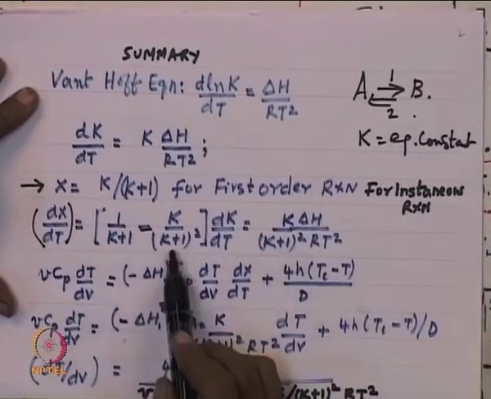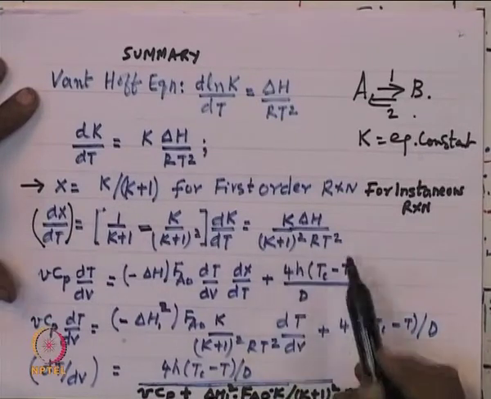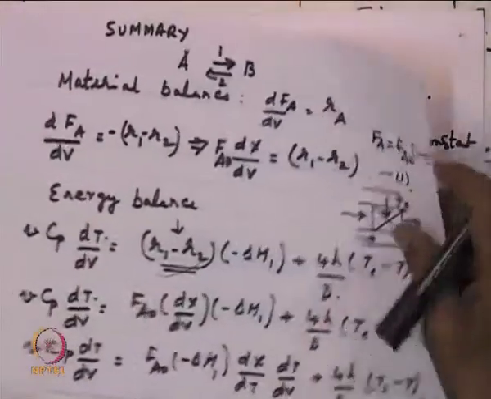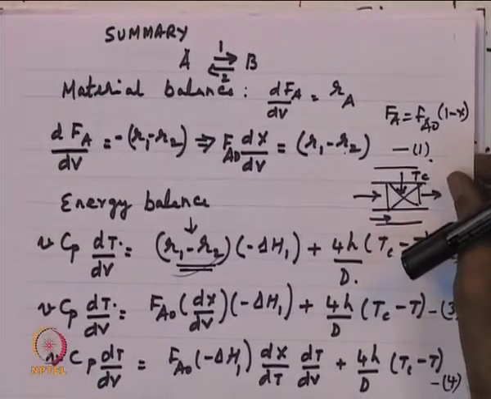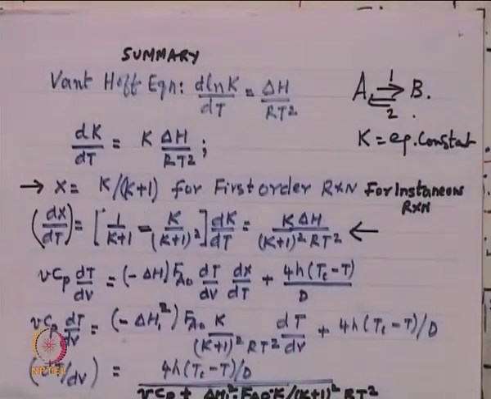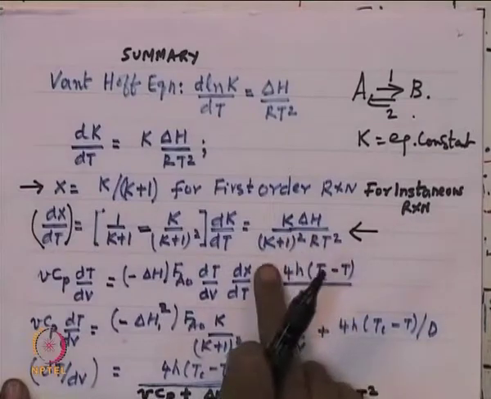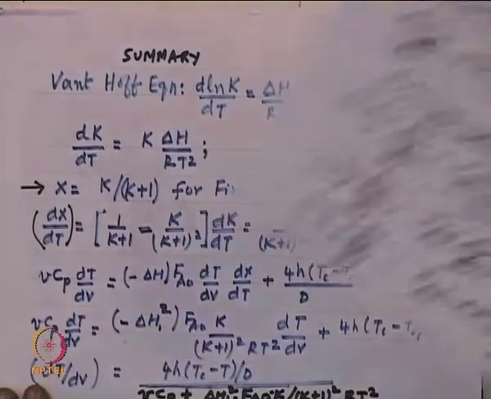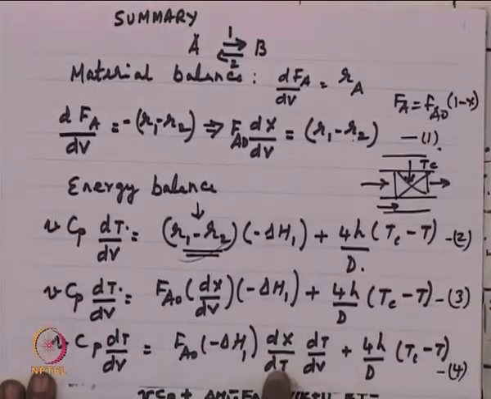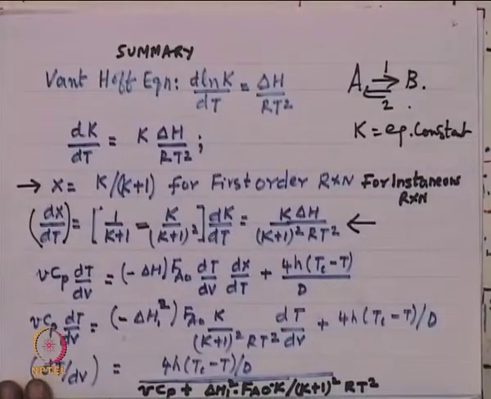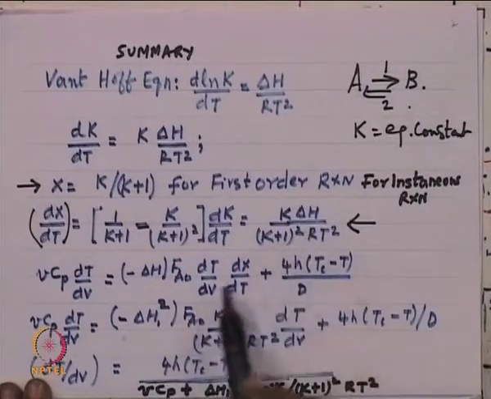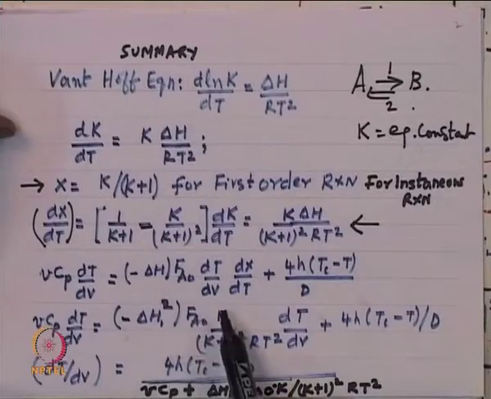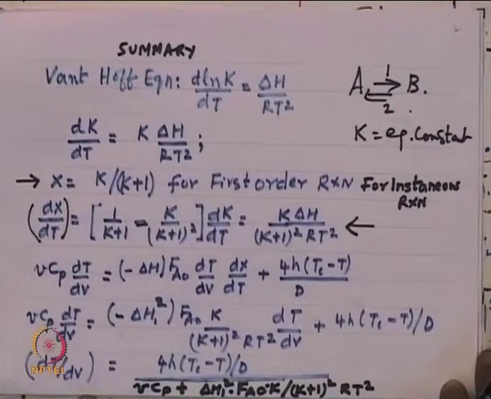You can simplify this, the common denominator is (K+1), therefore, you get K delta H by (K+1) whole squared. So, in other words, the dx/dt term of our energy balance can now be represented from this equation. dx/dt is given by K delta H by (K+1) whole square R T square. Therefore, I am able to replace the dx/dt term of our energy balance equation and simplify. This is what I have done here. I have replaced the dx/dt term here and then put it as minus. So, anyway, you know all that. I have found delta H Fa0 dT/dV, and then dx/dt plus. Is it all right, what I have done?